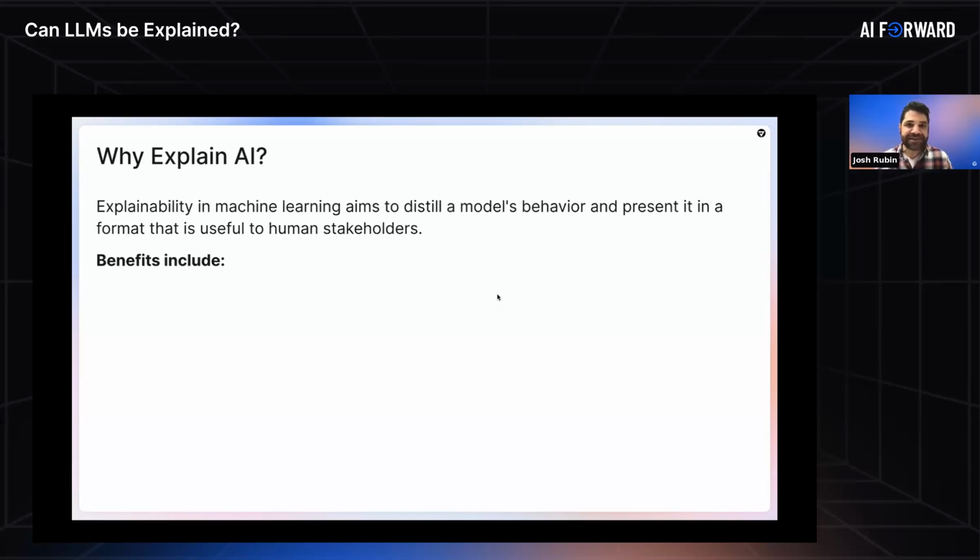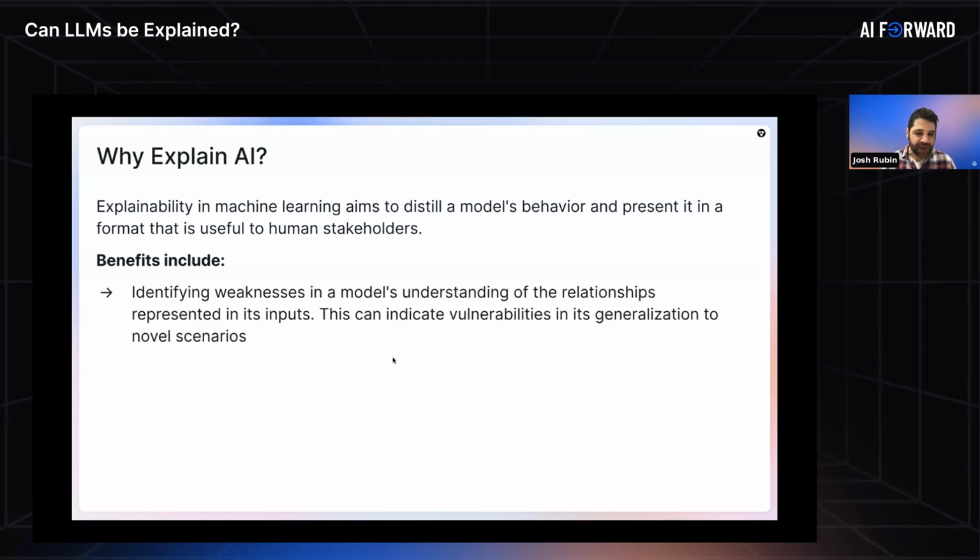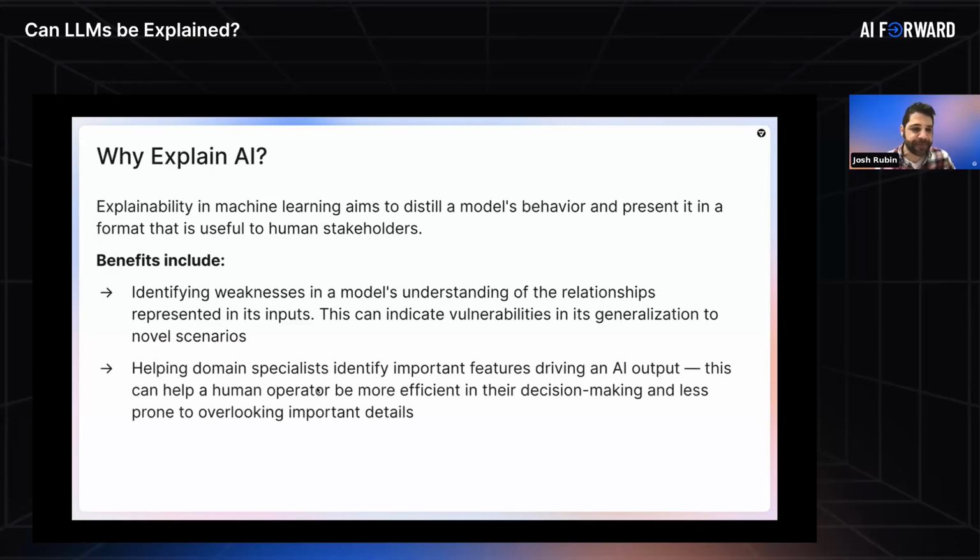And a few benefits are, it can help identify weaknesses in a model's understanding of the relationships represented in its inputs. So that could indicate vulnerabilities to generalization in novel scenarios. Robustness is important, and the way that we use models sometimes, we're looking for unusual cases. We're trying to use them to identify things that are out of the normal. And so it's important that they're robust even in strange corner cases.